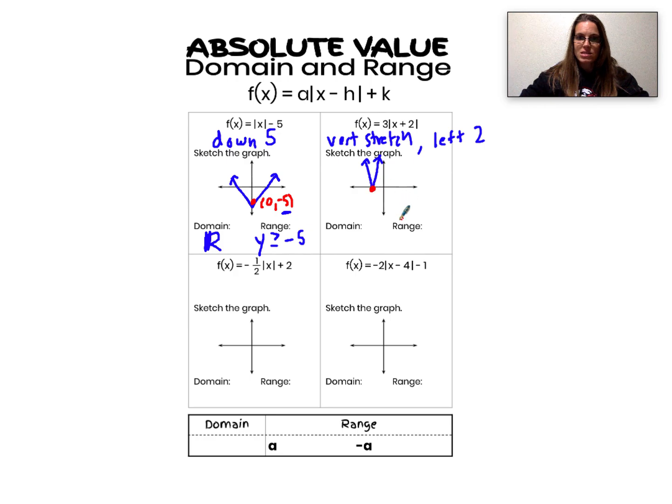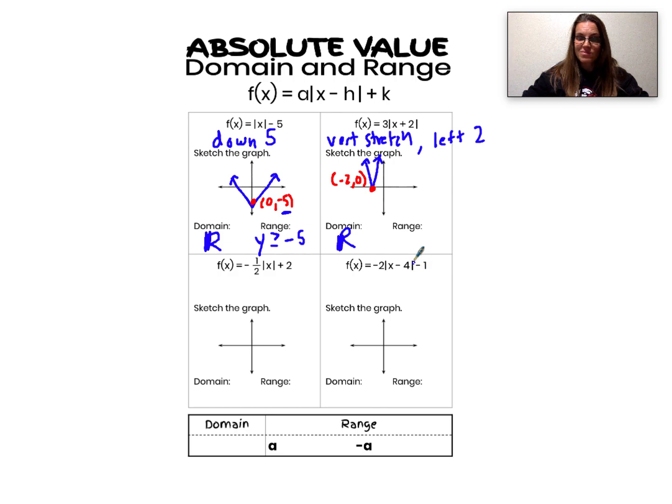What's my vertex? My vertex moved from the origin left 2. My vertex is negative 2, 0. Okay, what's the domain? Well, my graph, even though it's steeper, still goes forever to the left, forever to the right. My domain remains all real numbers.